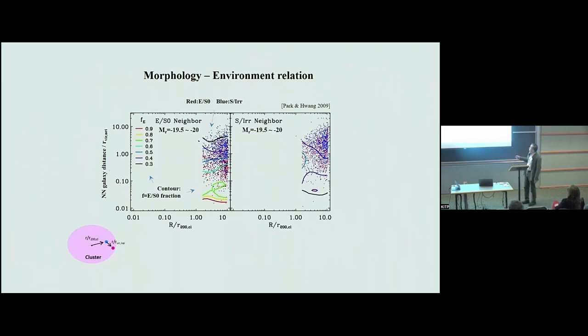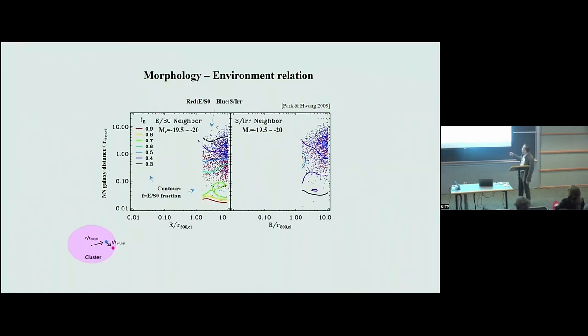So here, these blue dots are early type galaxies, and red dots are late type galaxies. On the left, I'm showing the galaxies having an early type neighbor, and on the right, the galaxies having a late type neighbor. The contours show the elliptical galaxy fraction. The fact that they are horizontal means it's independent of cluster-centric radius. This is outside the virial radius.